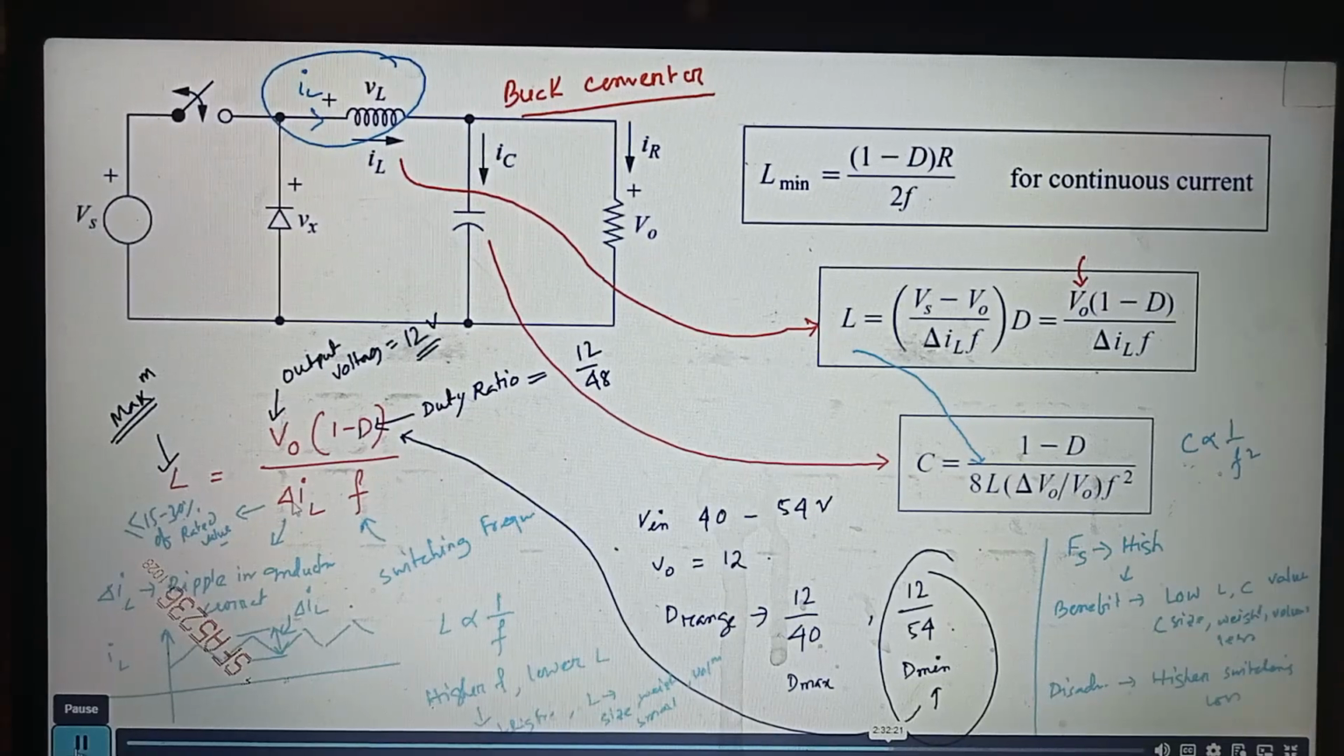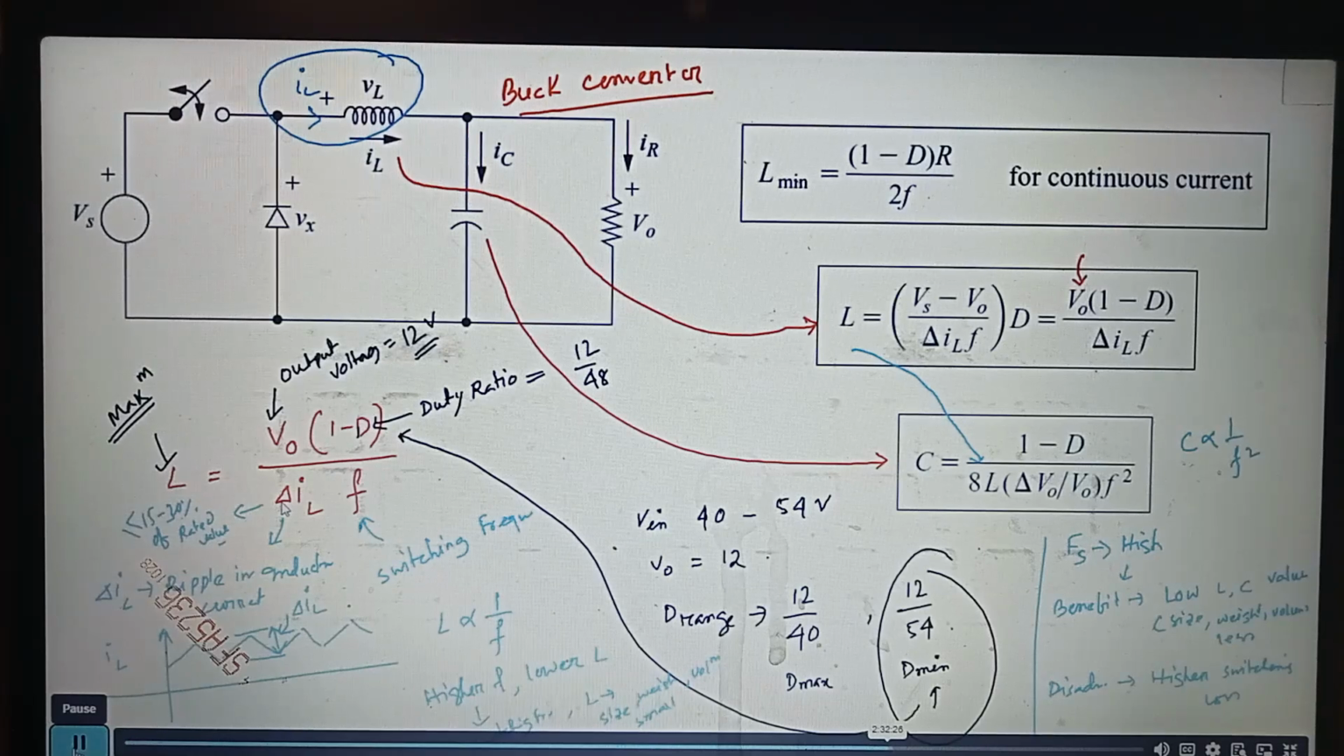So third is the inductor current ripple. As I told, we are going to select it as 15%. So 15 by 100 into the inductor current. Okay, so for the buck converter, the inductor current rated value will be your output current.